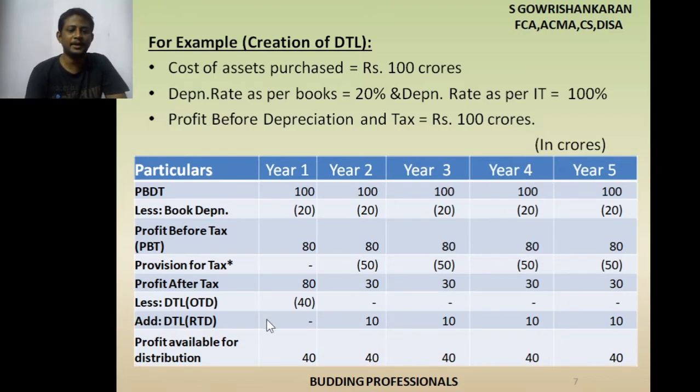Then look at my less deferred tax liability, OTD. What is OTD? Originating timing difference. In the first year, because of this provision, I am giving the effect for my deferred tax. That is 40 negative. From next year onwards I am reversing 10, 10, 10. Why? What are these workings? We will understand these workings now.